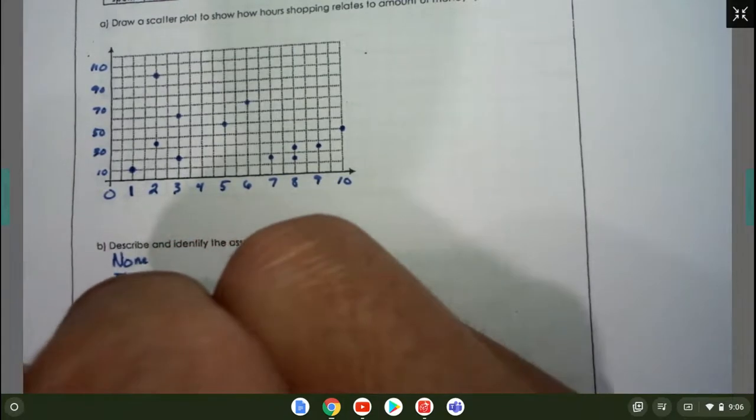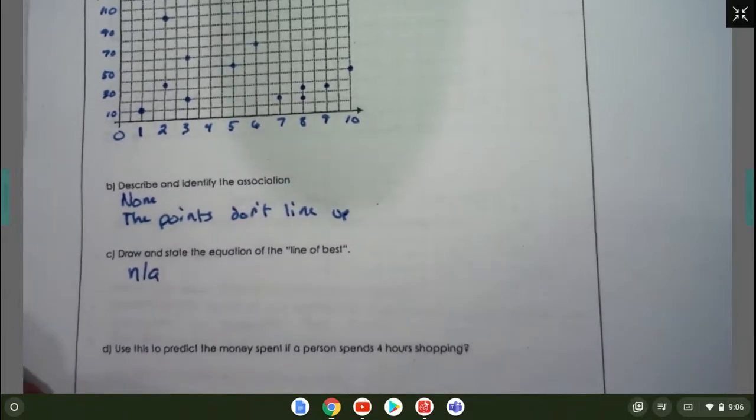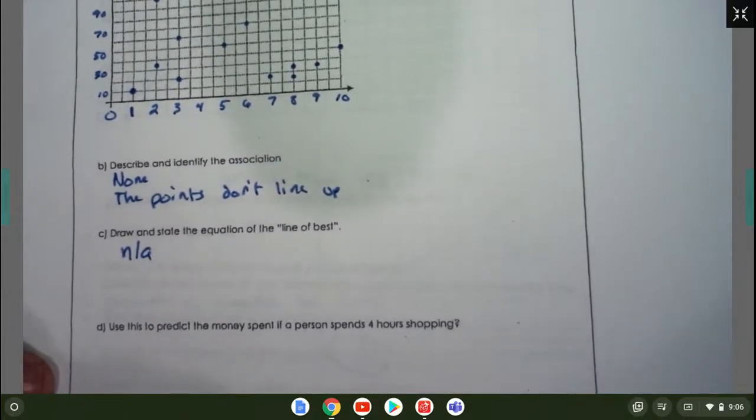All right, the points, I would say they don't line up. All right, draw and state the equation of the line of best fit. Again, I'm not going to have one, right? Because I don't think there's a correlation. So I would say not applicable. All right, NA doesn't exist. Use it to predict the money spent if a person spends 4 hours shopping. I guess if you want to say 4 hours, it's probably around in here somewhere. But again, I don't know that we have a line, a specific amount we could really even estimate.